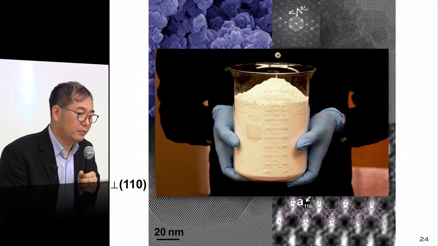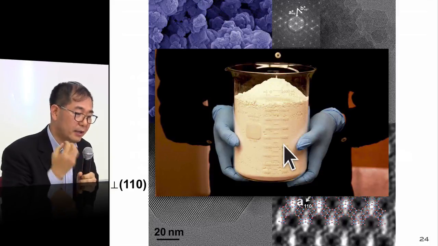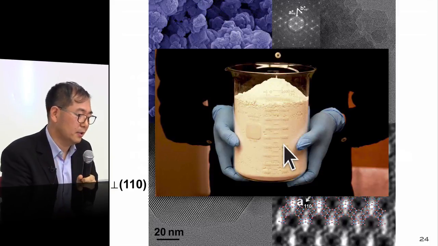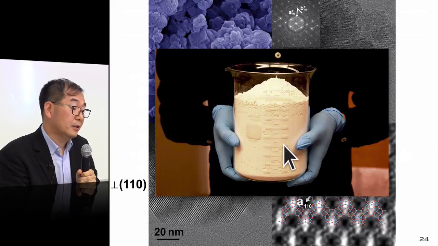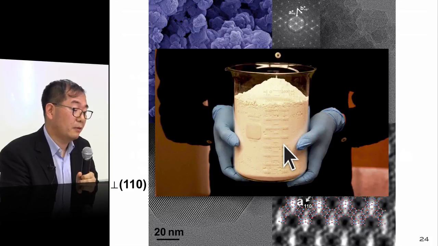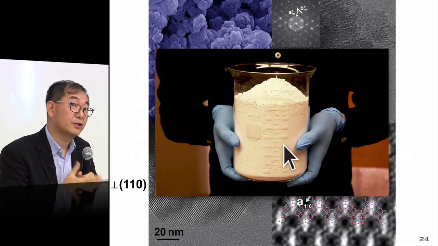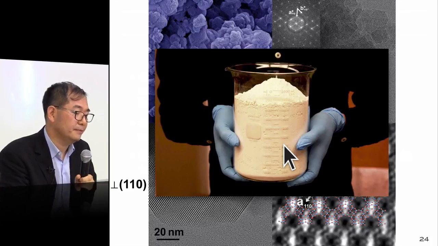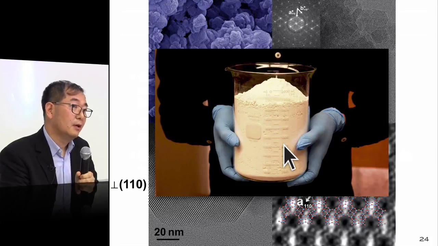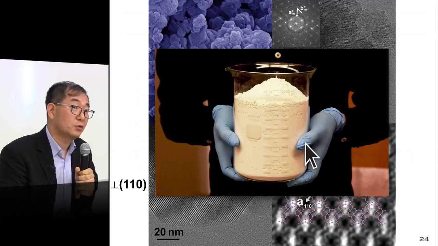I didn't talk about the applications of this, but we found that with this kind of nanostructure, highly crystalline and nanostructured, this kind of zeolite can perform very, very well in ion exchange processes, antibacterial applications, and CO2 separation.